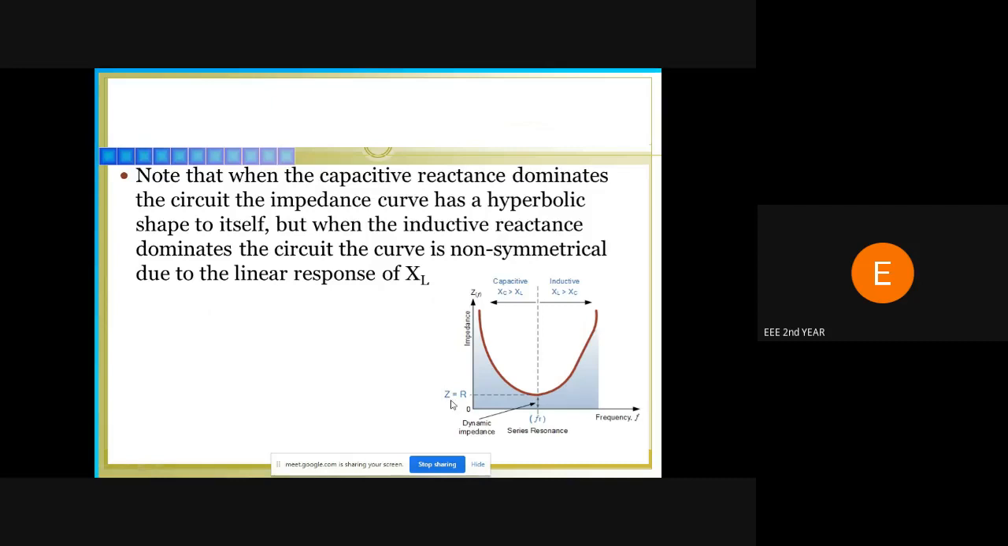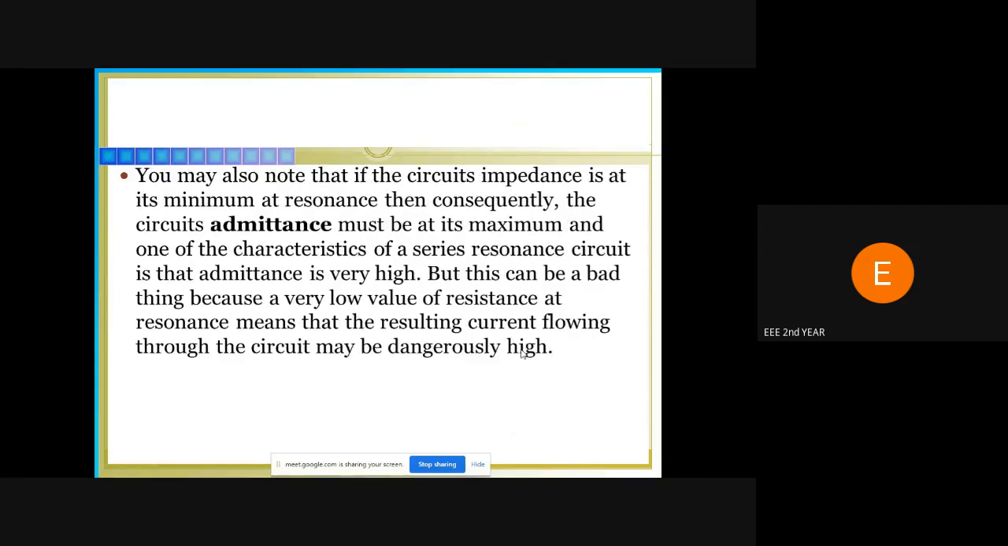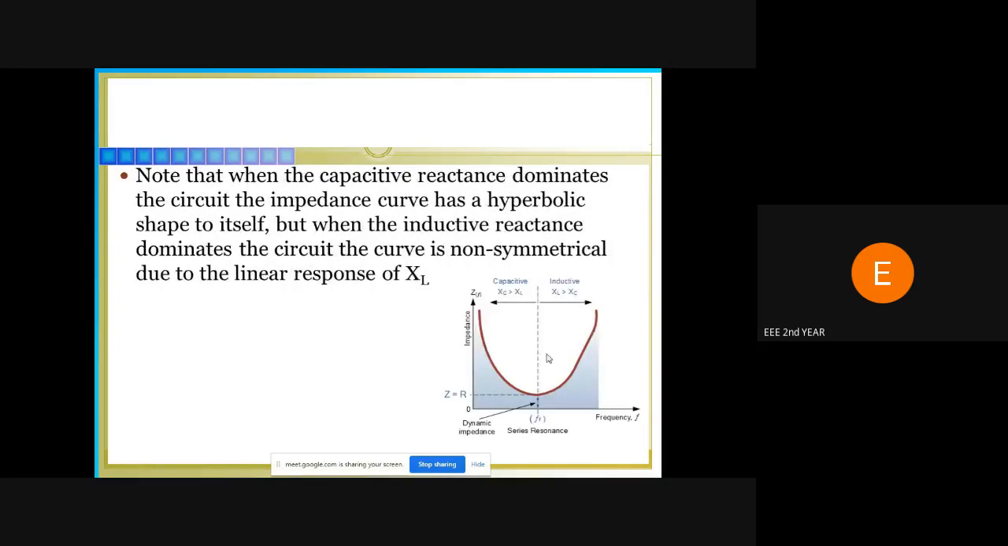So already I told that Z equal to R, it has a very minimum resistance value. There is no imaginary part, only real parts are present. So Z equal to R here. At the resonance, before the resonance, the circuit will behave as a capacitor. After the resonance, the circuit will behave as an inductor. Right? This is one property, that is impedance.